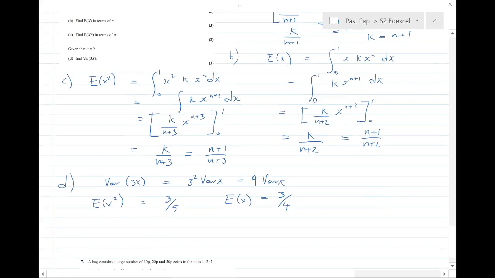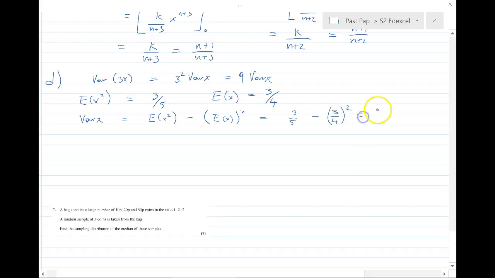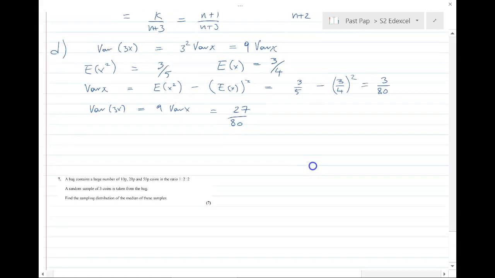Okay, so therefore the variance of X is equal to E(X squared) minus E(X) squared, which is equal to 3/5 minus (3/4) squared, which comes to 3 over 80. But that's the variance of X. As we said, Var(3X), as we've seen above, equals 9 Var(X). So that's equal to 27 over 80. Okay, somewhat of a relief after the previous question. That was not too bad.